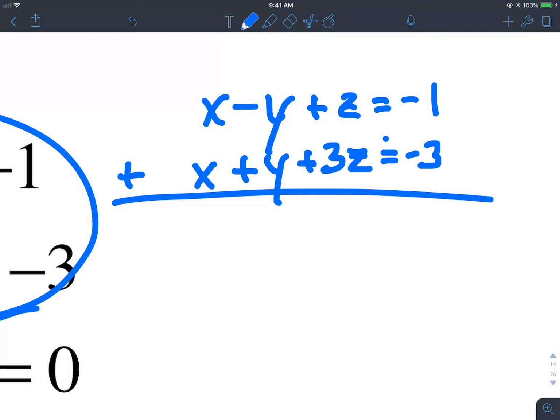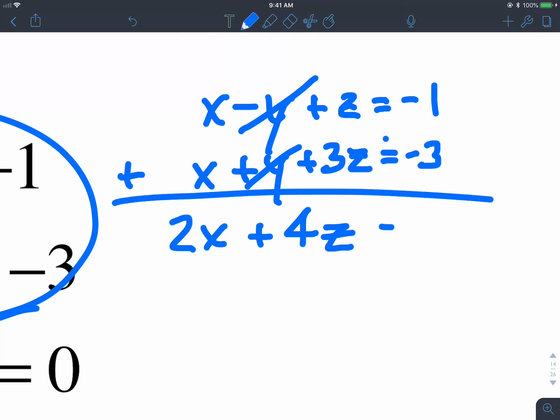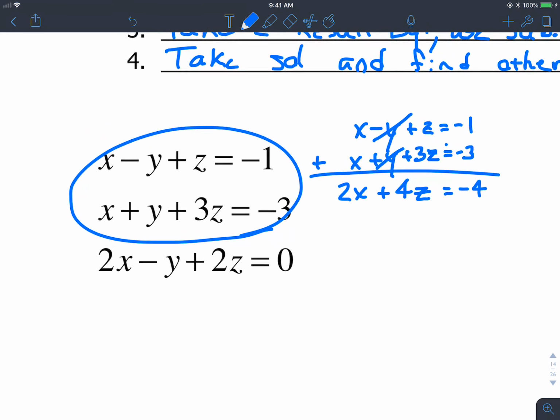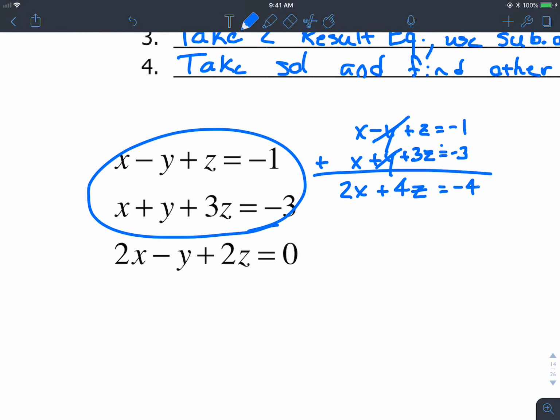Okay, so I'm going to use elimination here to eliminate your y's. So we're going to add your two equations. And that's 2x. The y's will cancel out. And then you're going to have 4z equals negative 4. Okay, so that's one of the result equations. I'm going to leave that there for a second.